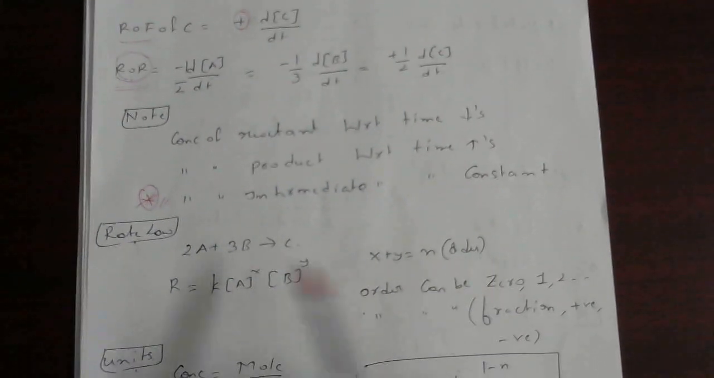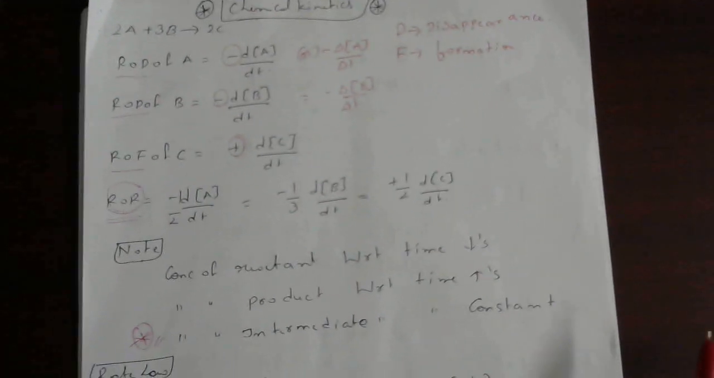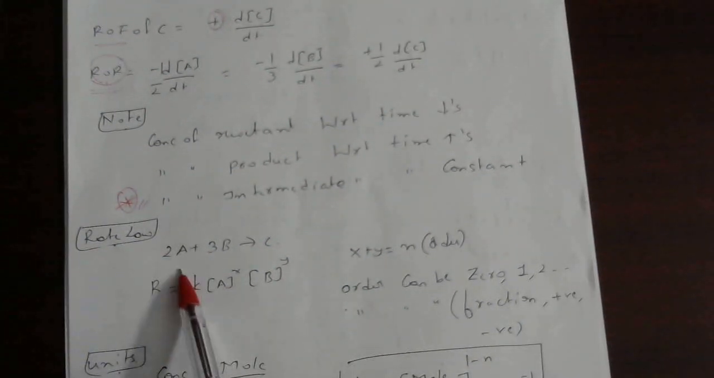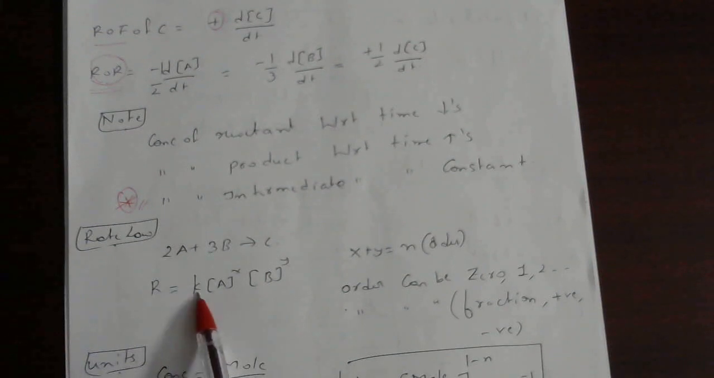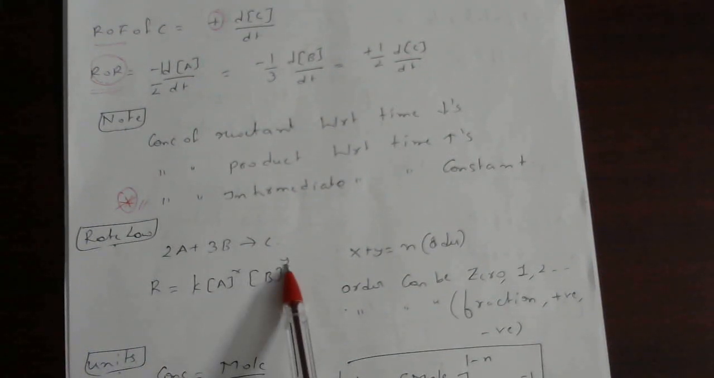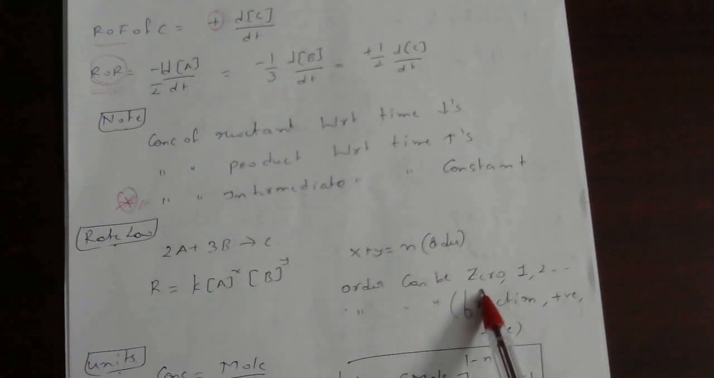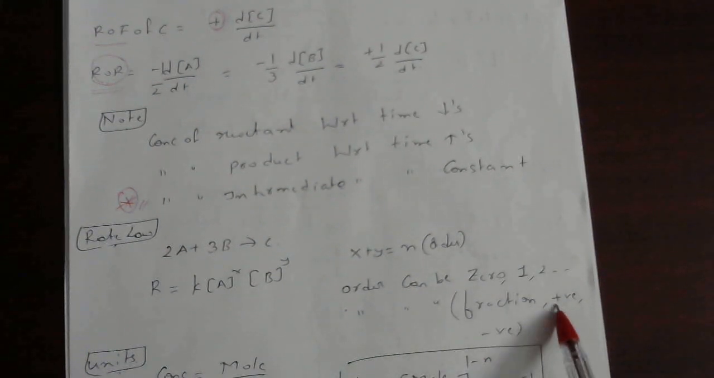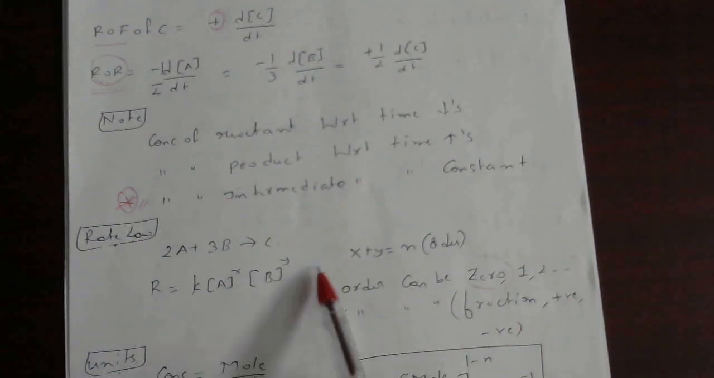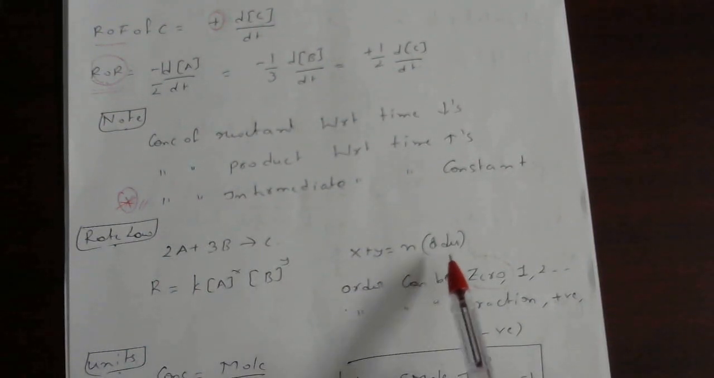And one more thing, we have one more rate law for the same equation. I have taken the same equation: R equal to K[A]^x[B]^y. Clear? And here if you add x and y, it's nothing but the order. This order can be 0, 1, 2, and so on, and it can also be fractions, positive or negative also. Try to remember, it's very important, it can be 0 also. This order is an experimental quantity.